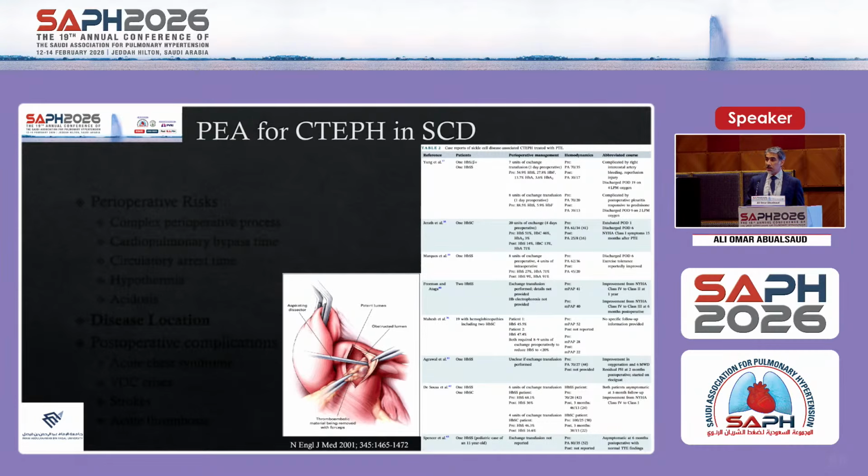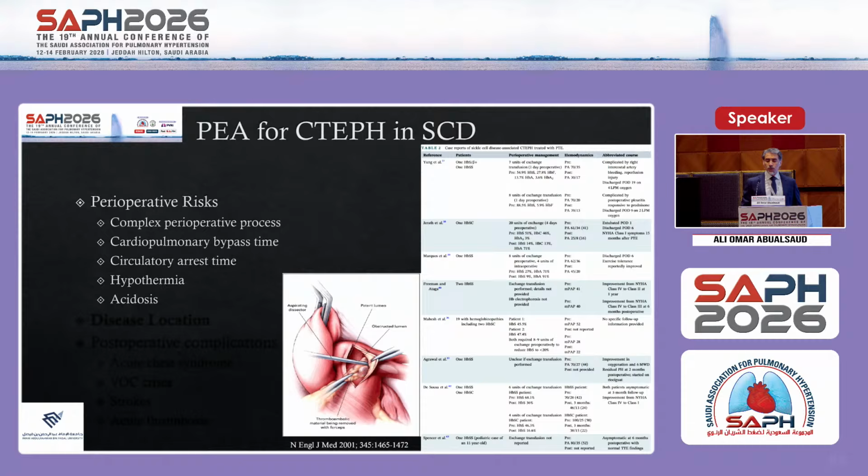Looking at endarterectomy in sickle cell patients. We already know that endarterectomy is not an easy surgery. It's complex. The bypass time is long. It's a complete circ arrest. There's hypothermia in there with acidosis. And patients with sickle cell disease really do not tolerate these things. So managing them by doing exchange transfusion before and whatnot has been successfully reported. If you look at all these studies, they all have one patient here, 2 here, one. So very few, but it's been demonstrated that it's being done successfully.